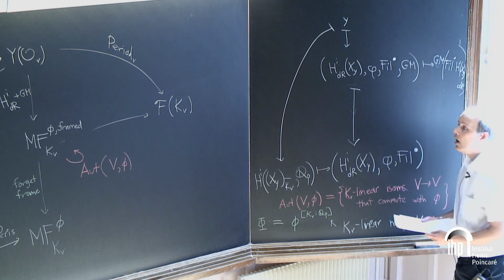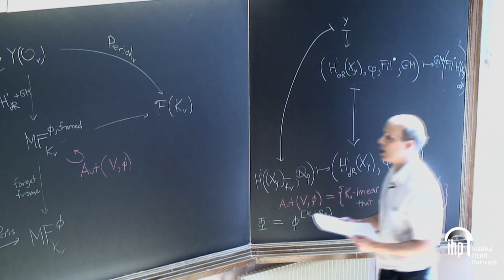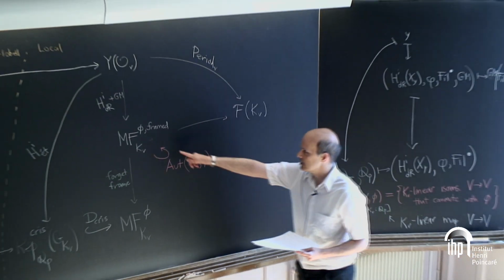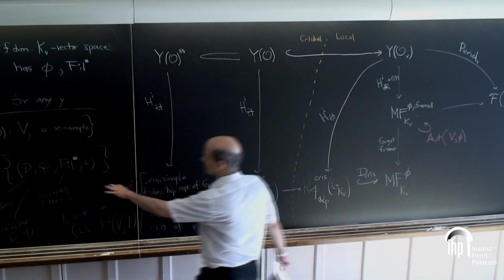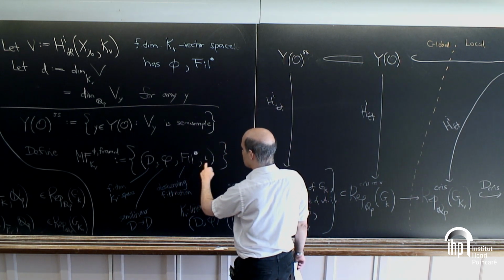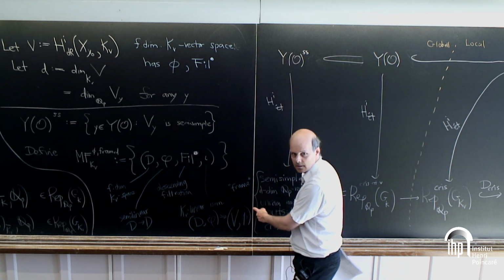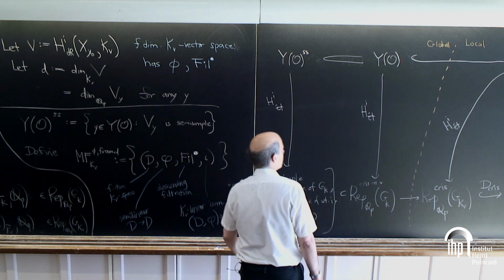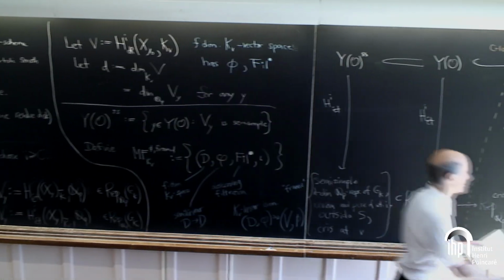What's the action on V? Because this single riddle comes from Y, not Y naught. Let me tell you what this action is. What is an object of this category? It's a 4-tuple like this. You keep the first three the same, and you take the iota and compose it with the automorphism here. Is that okay? Maybe I'll just write it quickly. You probably remember what these things are by now.